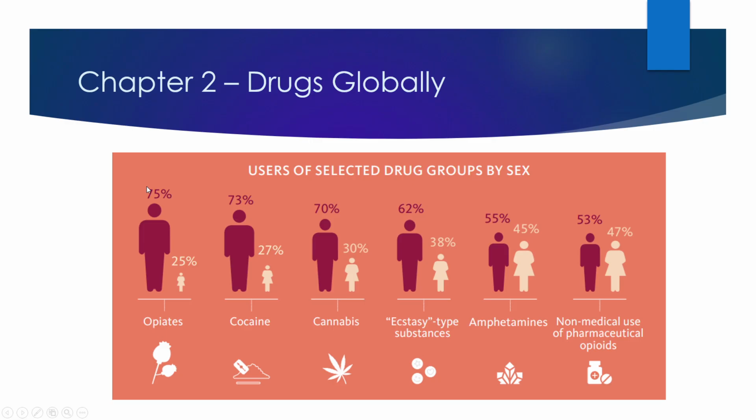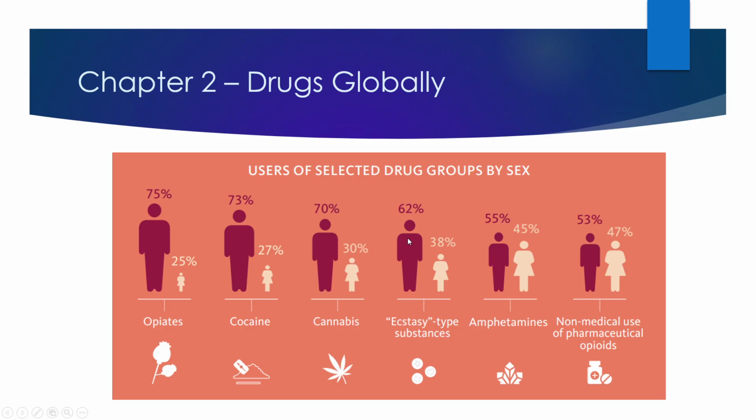And this is a general pattern, not universal. It's not 100% the case, but most often around the world, more men are using a drug than women. Another way to put it, the majority of the users are men, the minority are women. So in the case of opiates, a serious drug, it's 75% men, 25% women. Cocaine, also a serious drug, a big gap, 73 versus 27%. Cannabis, less serious, marijuana, but still a big gap, 70-30.